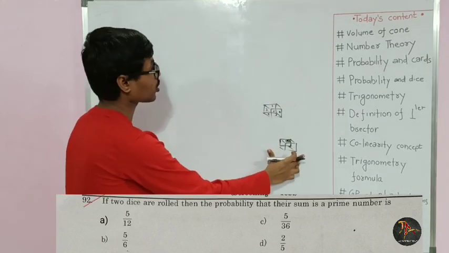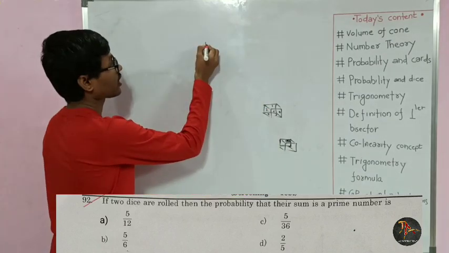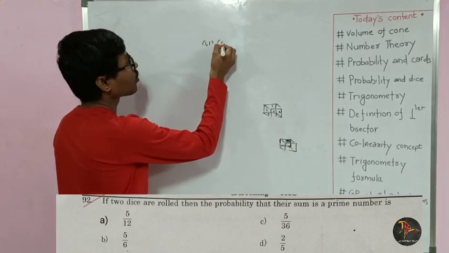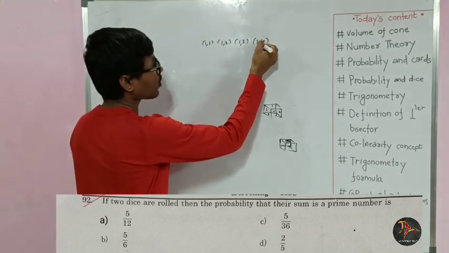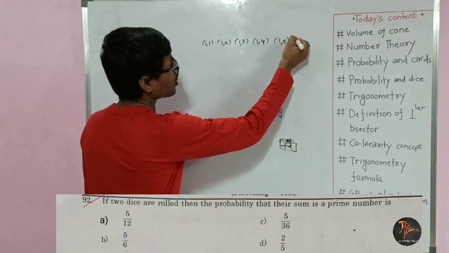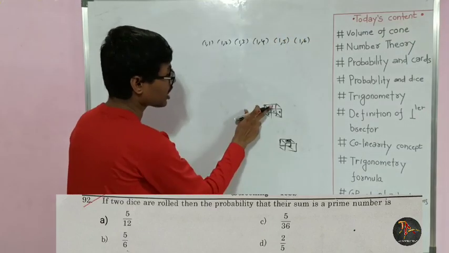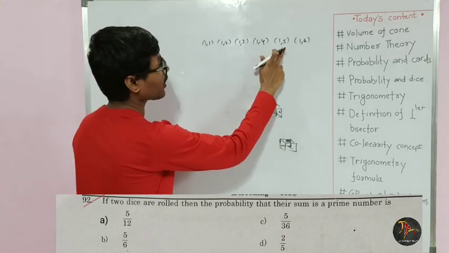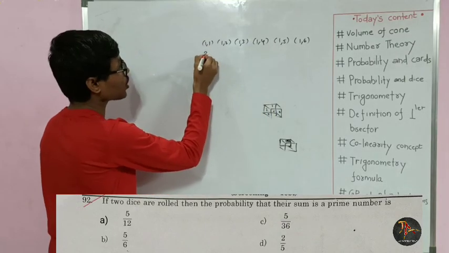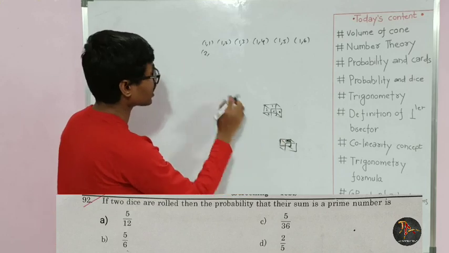अगर 2 dice हम थ्रो करते हैं तो क्या क्या आ सकता है? 1 1 आ सकता है, 1 2 आ सकता है, 1 3 आ सकता है, 1 4 और 1 5 और 1 6. पहले डायस पे 1 तो दूसरे डायस पे कुछ भी आ सकता है, 1 2 3 4 5 6. सपोज पहले डायस पे 2 आया तो फिर दूसरे डायस पे क्या क्या आ सकता है?